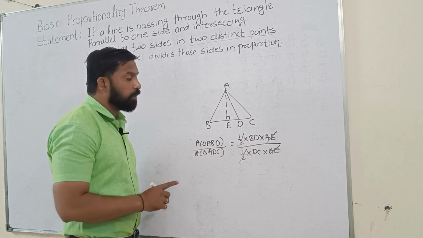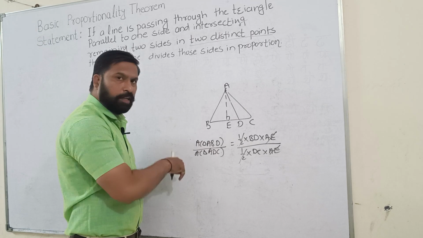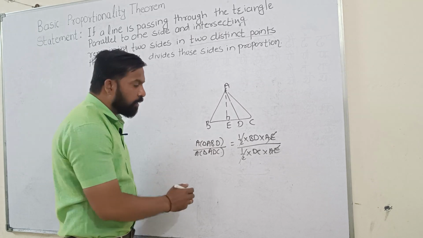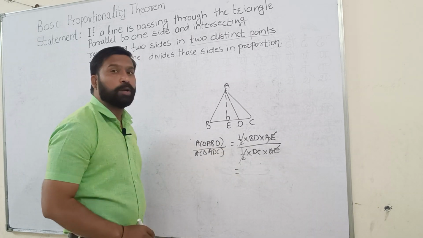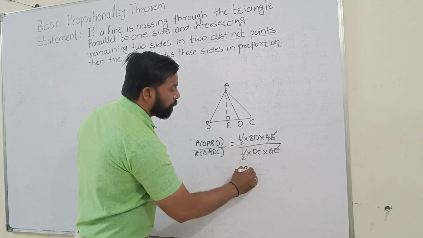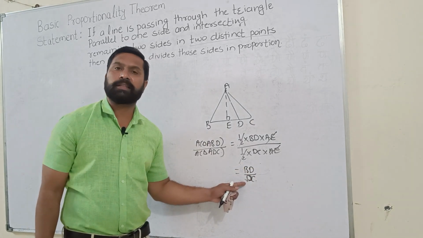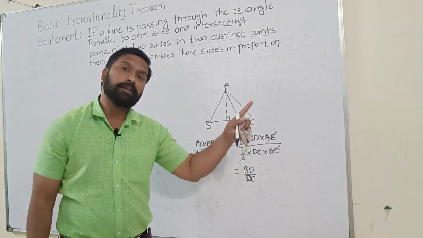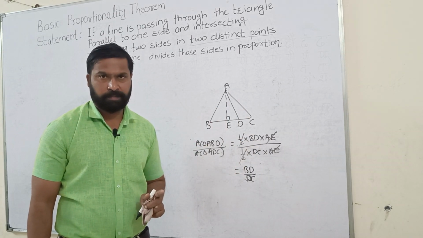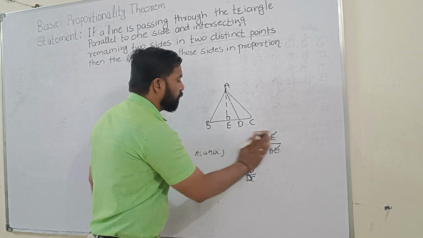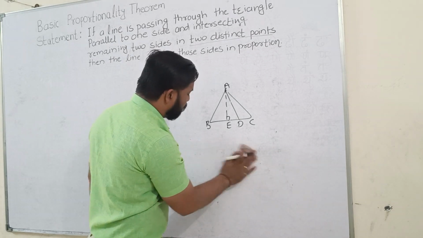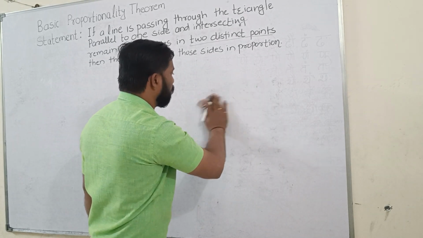If the triangles have equal height, the ratio of their areas is equal to the ratio of their corresponding bases, that is BD upon DC. We can write it like this if their heights are equal. Now we will go through the theorem. What we want to prove.